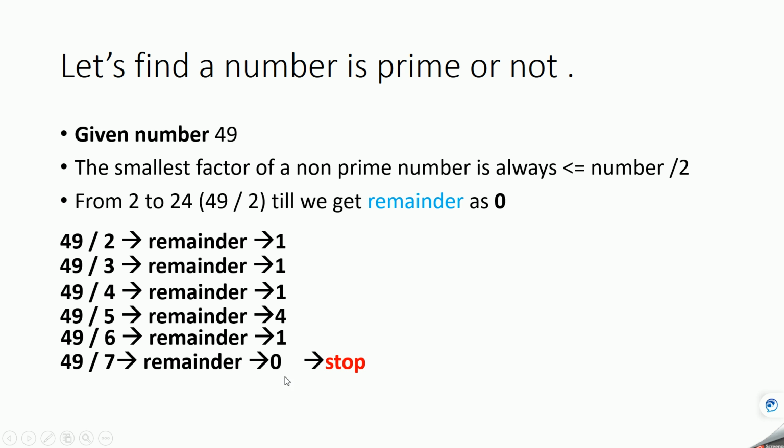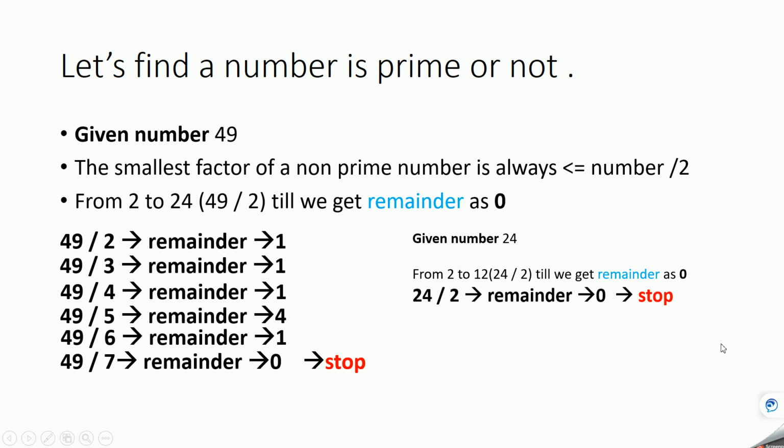Then we'll divide by 6, then we'll divide by 7. In this case, if you see, the remainder becomes 0, means 49 is divisible by 7. And this 7 is less than half of 49, means it is in the range of 2 to 24, half of the given number. So we'll stop here and we'll get to know this number is not a prime number. Similarly, if you take another example, in this case 24 is the given number, and we'll check in the range of 2 to 12, half of that number.